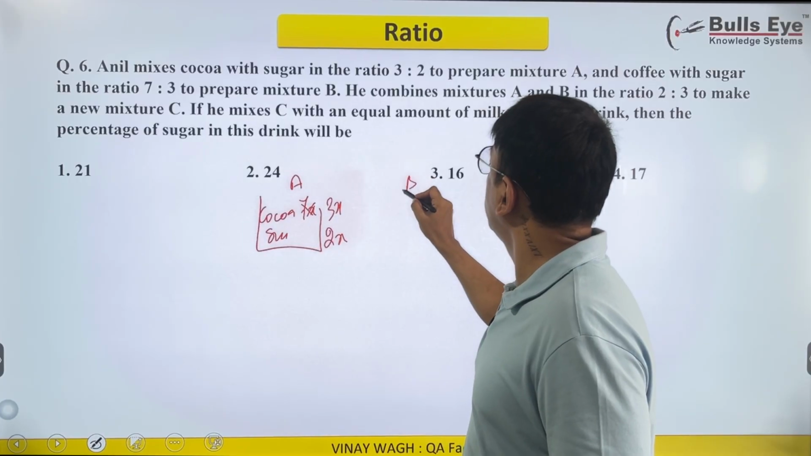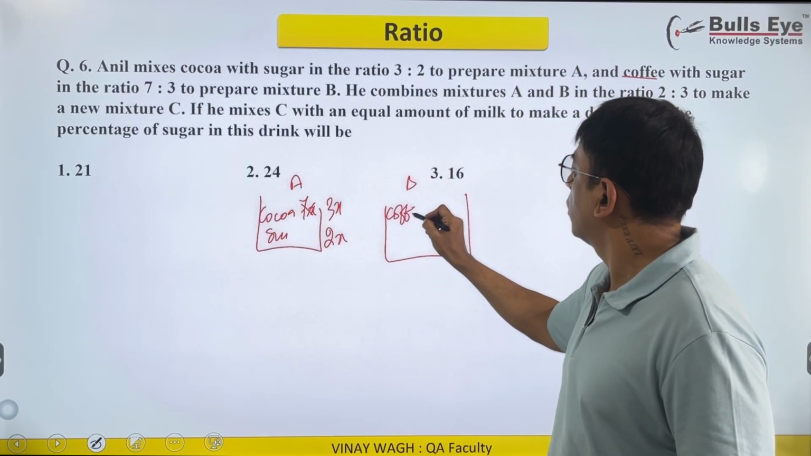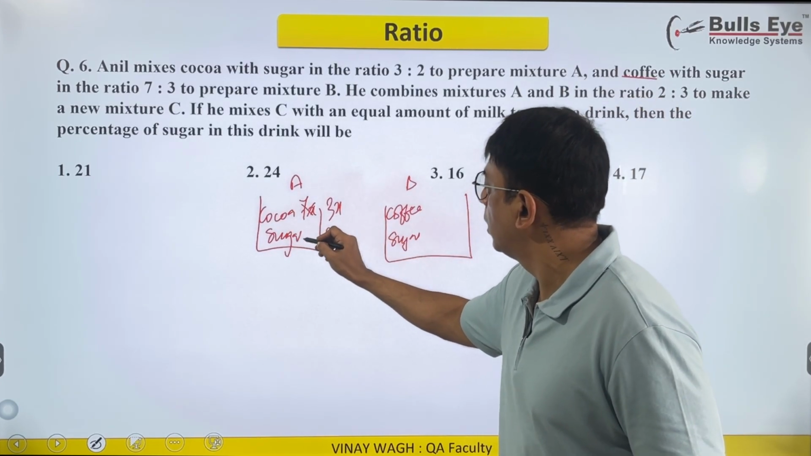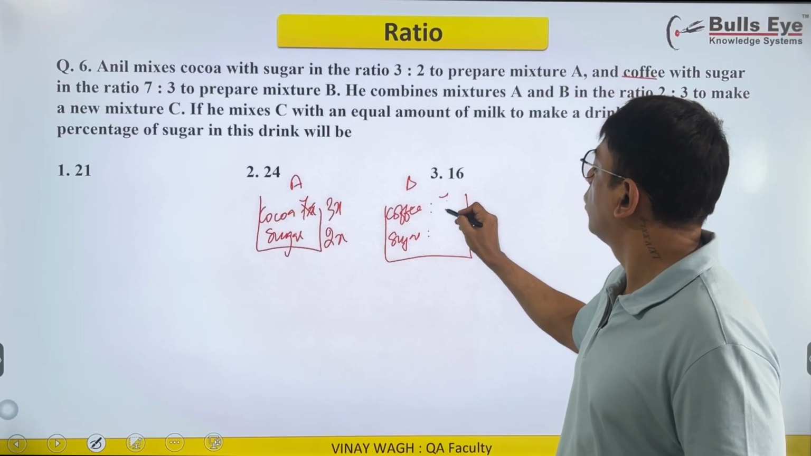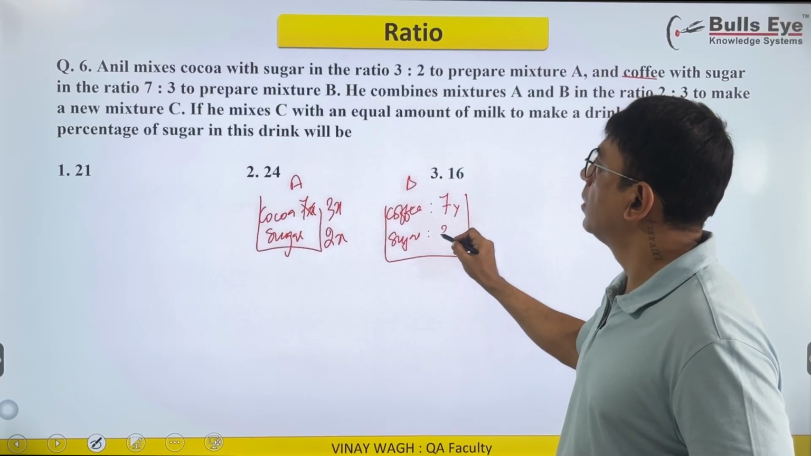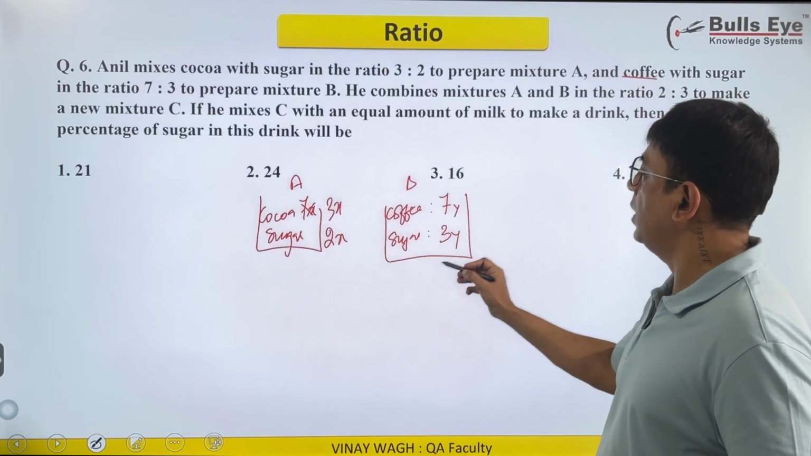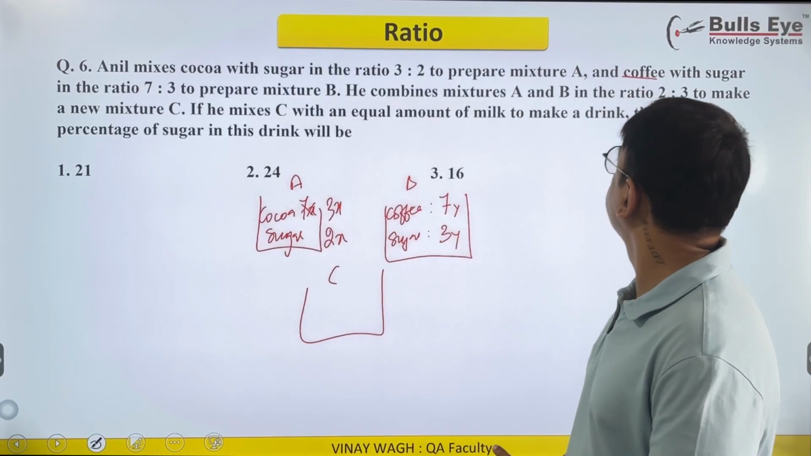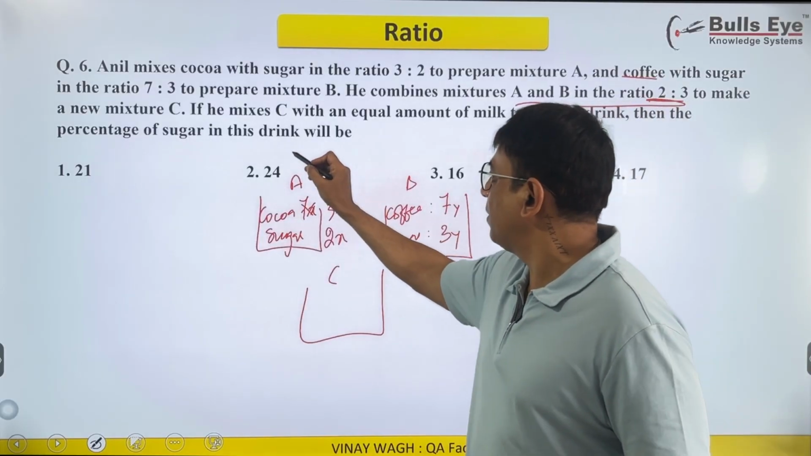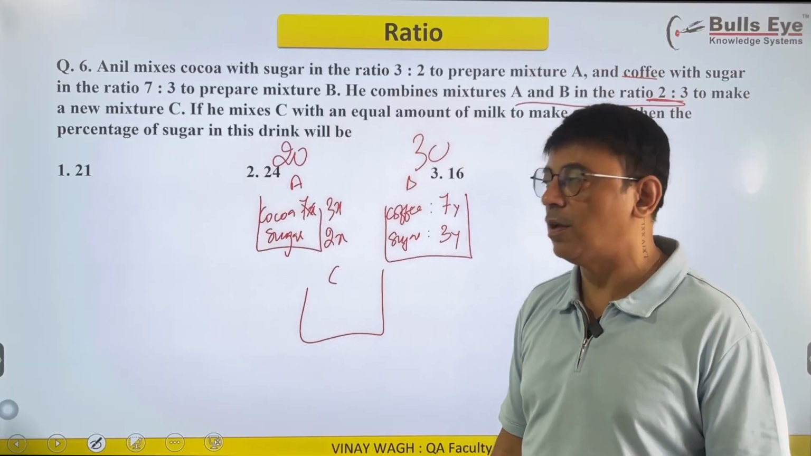How about B? B is coffee and sugar. So this is coffee and this is sugar. Sugar is common for both of them. And this is in the ratio of 7:3. I don't know the quantity. He combines the mixture and then makes C somewhere. He combines the mixture A and B in the ratio of 2:3. So let's say we take 20 from here and 30 from here to balance out that 2:3 given information.